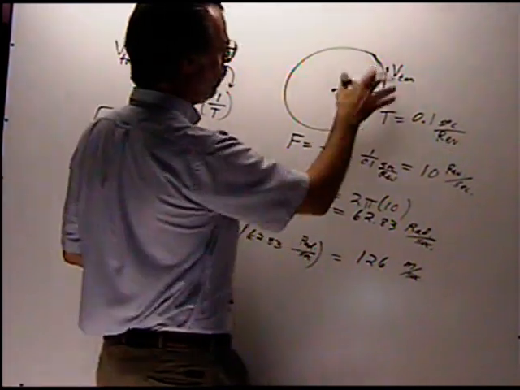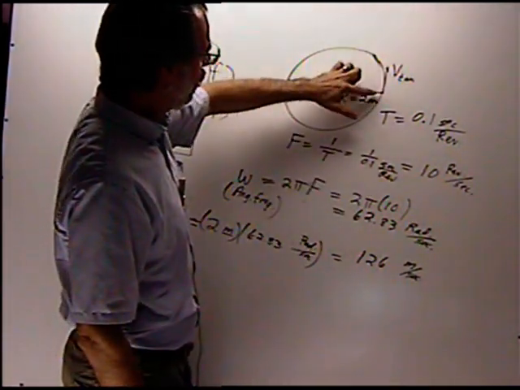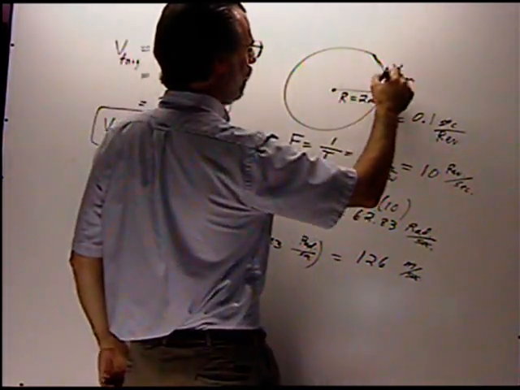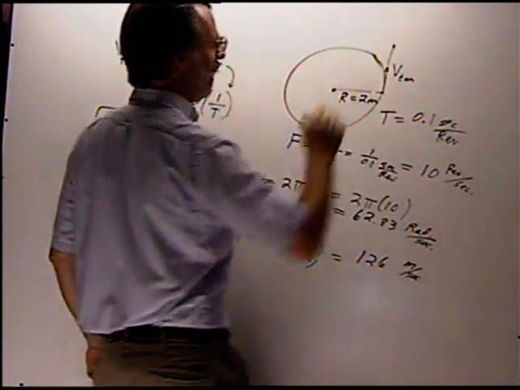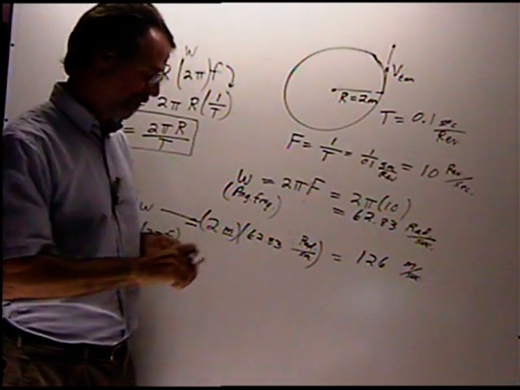So in other words, when this rock is spinning around, if we were to cut the string at this point, this rock would fly out in a straight line at 126 meters per second. Okay?